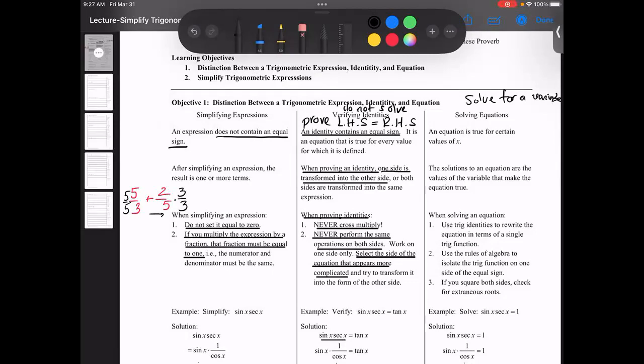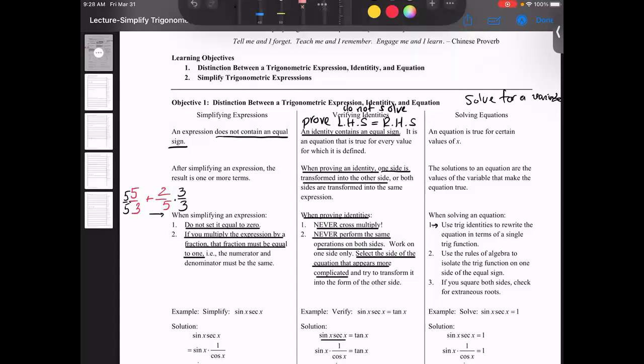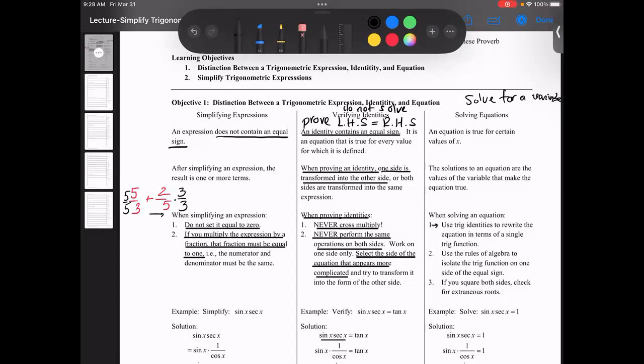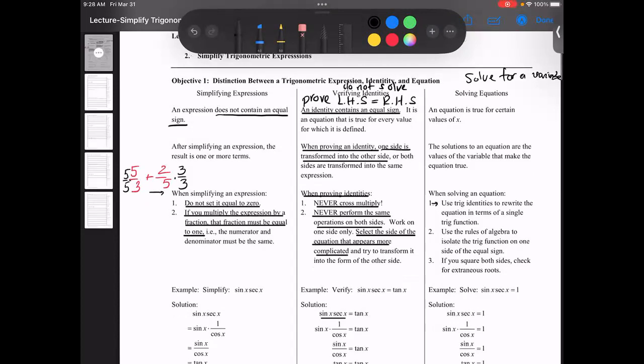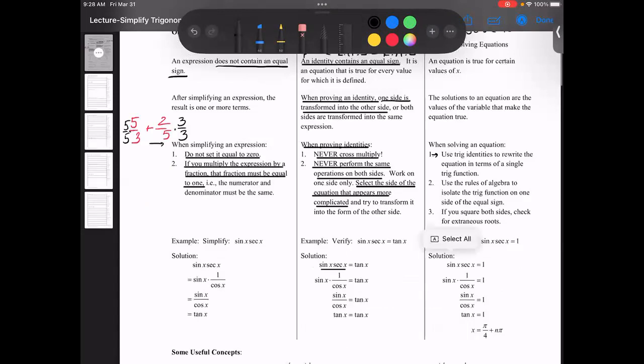How do I solve a trigonometry equation? First, we're going to use identities to rewrite the equation in terms of a single trigonometric function. Use rules of algebra. You use a lot of rules. Whichever rule you need, whatever you know, just bring it all out. There's no 1, 2, 3 here. I know they put 1, 2, 3, but there's no sequential step.